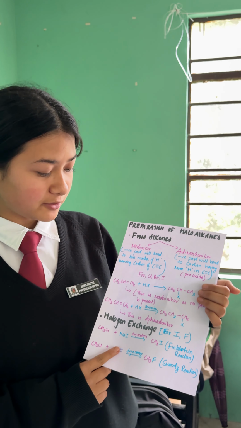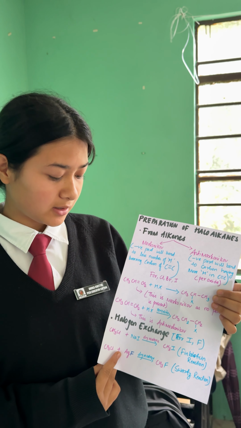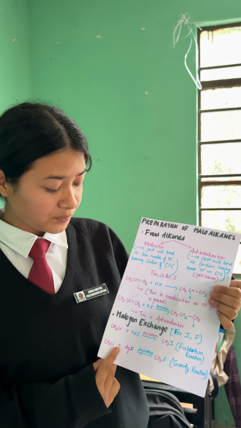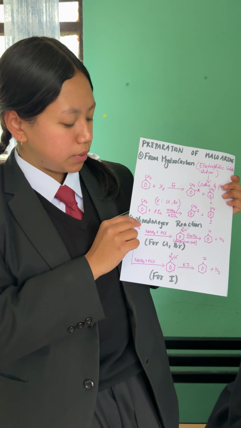Halogen exchange for iodine and fluorine. Alkyl chloride or bromide is treated with NaI in the presence of dry acetone. Here the replacement of halogen groups takes place, the Finkelstein reaction.